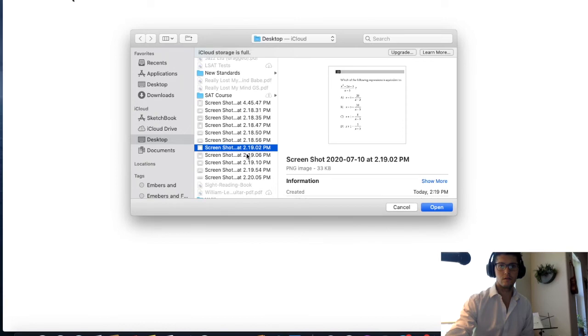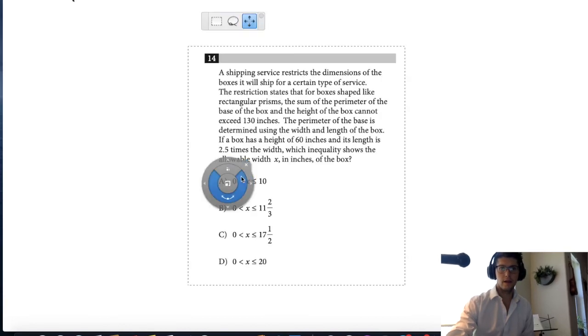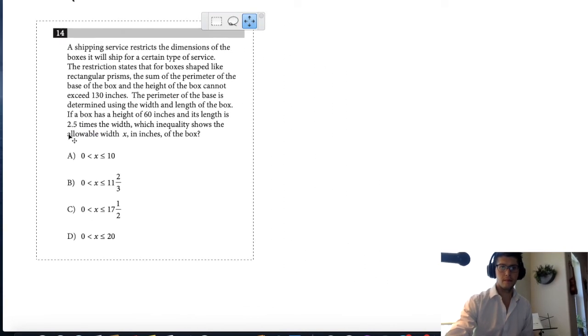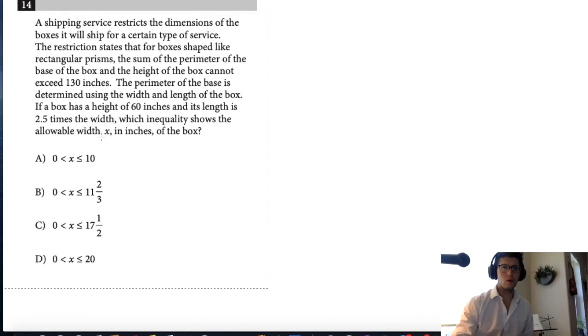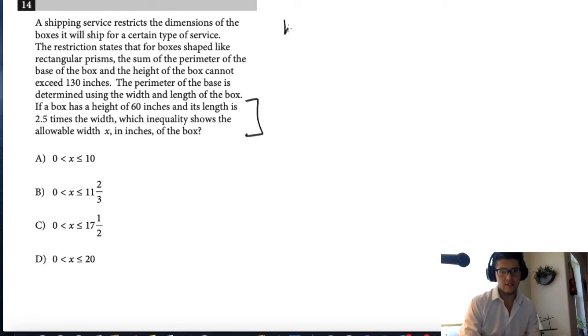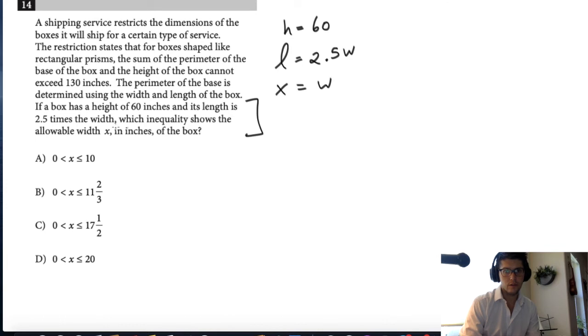Let's see. Here we are. Okay, word problem with inequalities. Let's read this last sentence. If a box has a height of 60, so I'm going to extract information as I go. Height is 60, length is 2.5 times the width, 2.5w, which inequality shows the allowable width, x. So x equals the width. Okay.